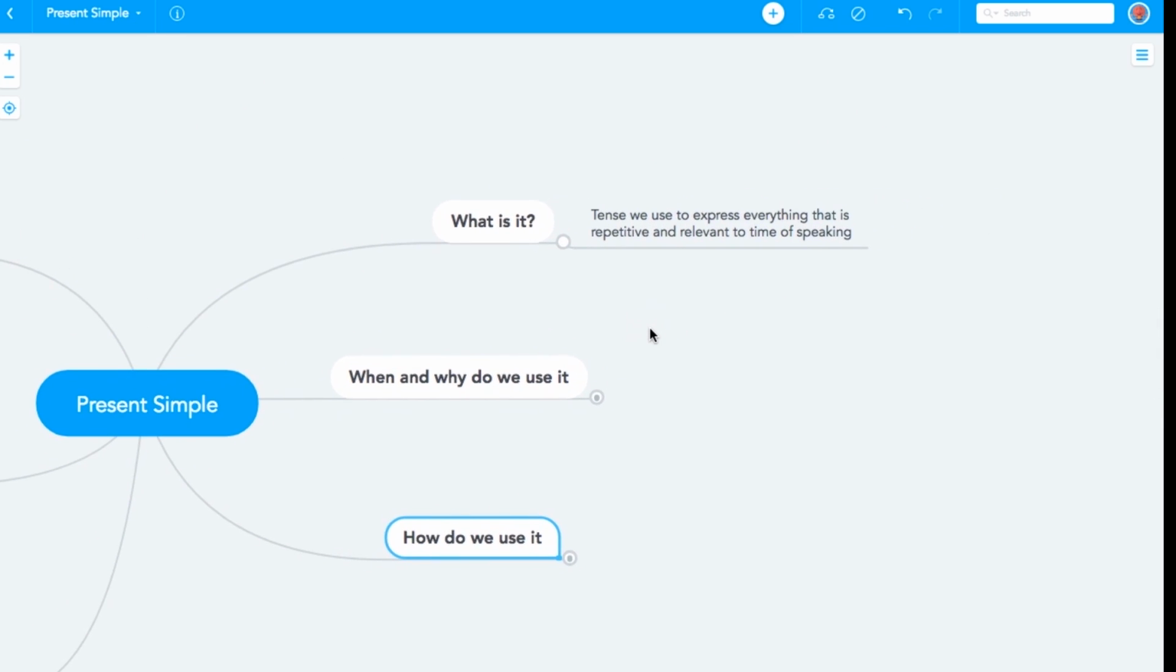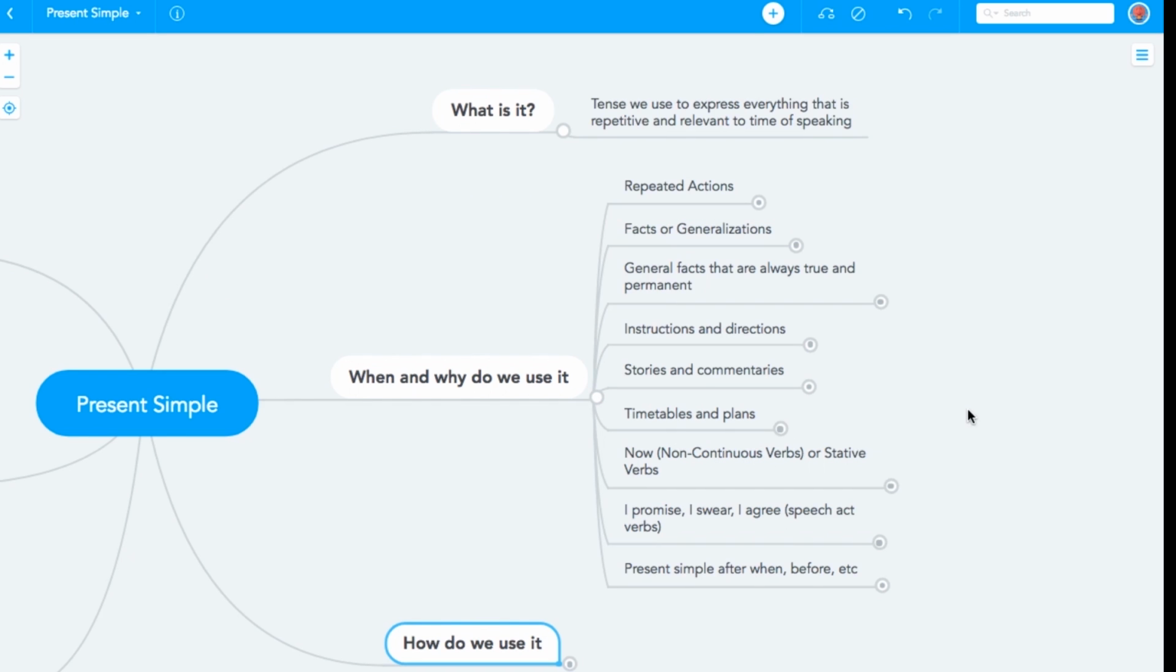Basically, present simple or simple present is the tense that we use to express everything that is repetitive and relevant to the time of speaking. Now, what does that really mean? What are the different applications? That's what we like to call the when and why we use it.